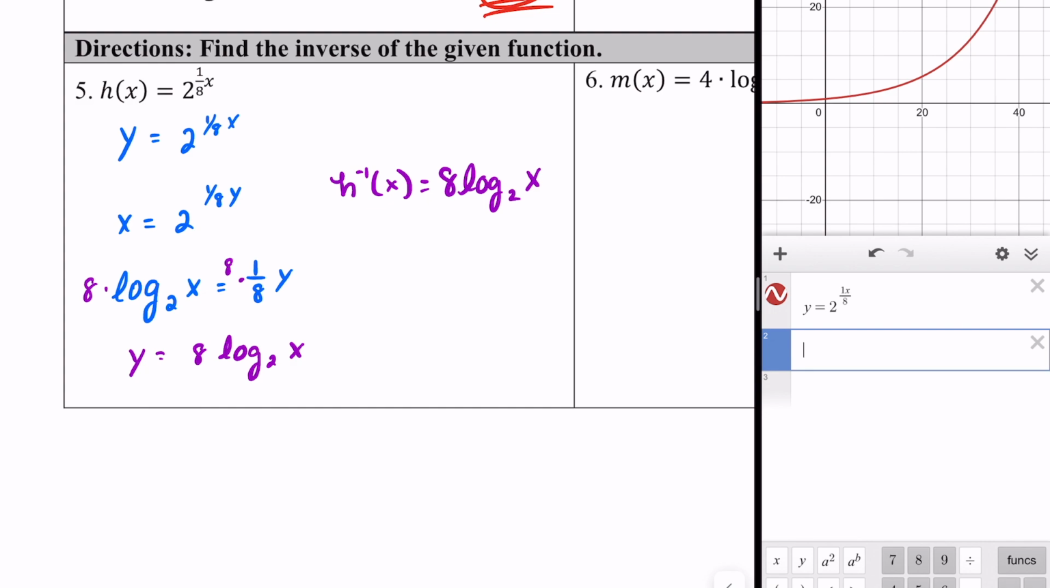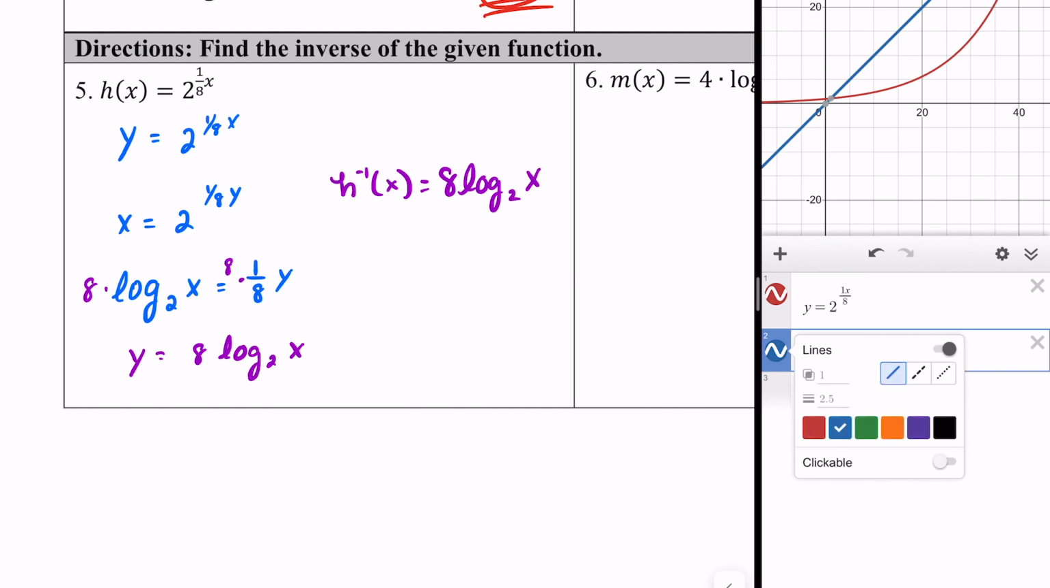Now, remember, the inverse is going to be symmetric about, or reflected about the line y equals x. So I'm going to draw that line y equals x in there. x like that. There we go. I'll make it dotted. Dot, dot, dot, dot, like that. And so my inverse should be reflected over that line.